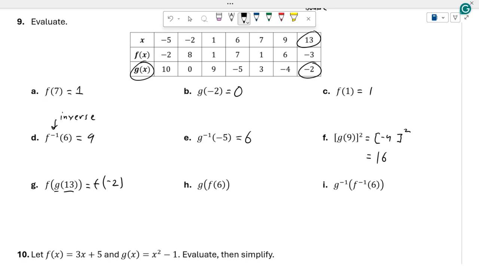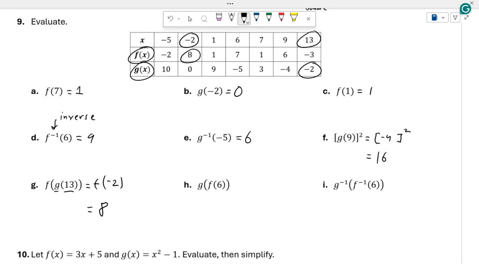So -2 was the output that resulted from plugging 13 into g. But now, as you can see, I want f of -2. So that -2, which was an output, now I treat like an input, right? I say, all right, what happens when you plug a -2 into something? So when I take a -2 and plug it into f, I get an 8. So my final answer for 9g is 8.